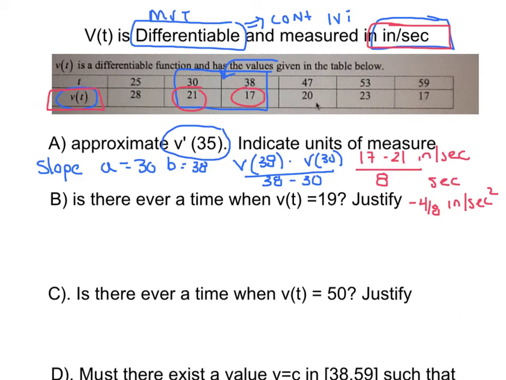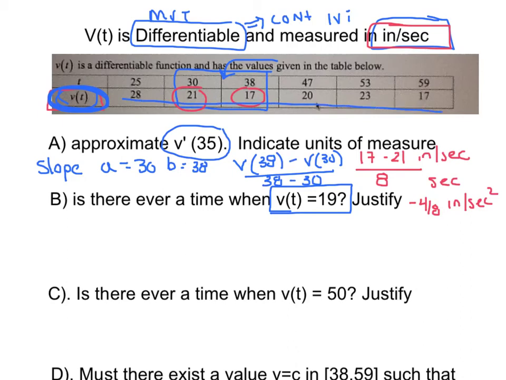Question B, is there ever a time when the velocity has to equal 19? So again, here's what I'm saying to myself. It's asking for v of t, and this is v of t. So I'm literally just looking at it. I'm not looking at slope. I'm looking right at this table, and I'm saying, does this velocity ever have to hit 19?